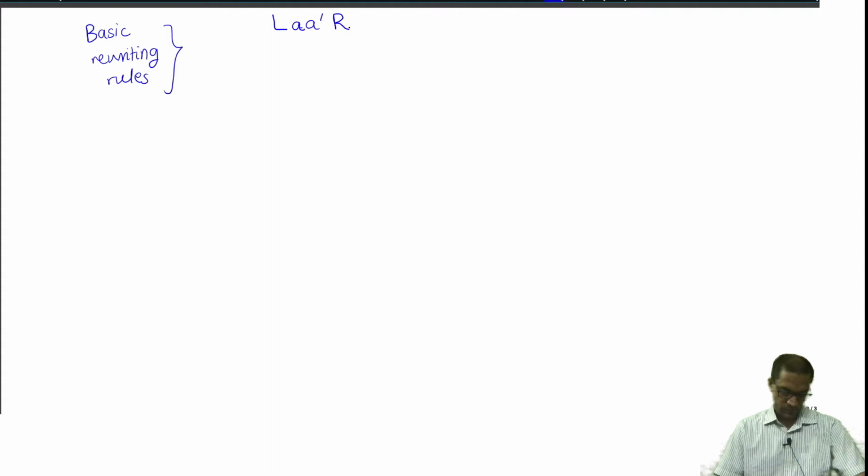So given a word of this form, some word L followed by a prime followed by some word R, I am allowed to rewrite. This can be replaced with the word LR. In other words, I'm just going to delete the a prime from the middle. Similarly, if I have a word L followed by a prime A followed by R, again I'm allowed to replace that word with just the word LR.